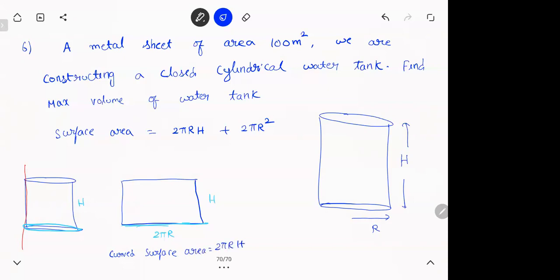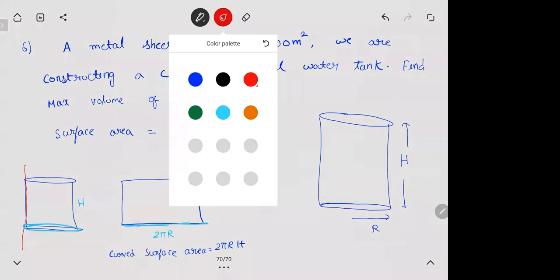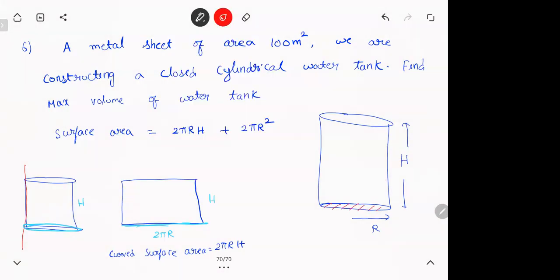But in a cylinder, only this area is not there, right? You have to make the bottom also, or else water will leak. What is the point of a tank? And the top also you have to close, or else pigeons will come and dirty it. So pi r square, two discs also. This is the surface area. Is this fine? Note it down. If someone doesn't know the surface area, this is how you got it.